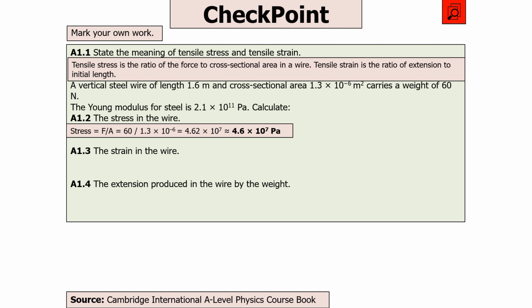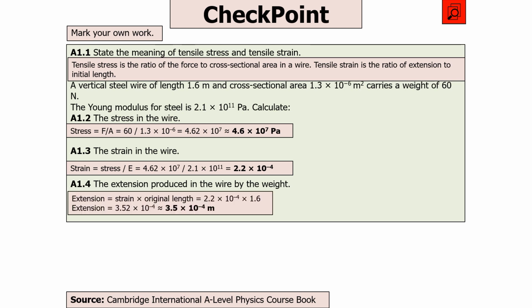Strain is going to be stress over the Young modulus, my apologies. So we pop those values in and we get the answer to be 2.2 times 10 to the minus 4, no units, it's a ratio. Now the extension, we can work it through because we know strain is extension over original length, so extension is strain times by original length, so therefore it's 2.2 times 10 to the minus 4 times by 1.6, so therefore it's 3.5 times 10 to the minus 4 meters.